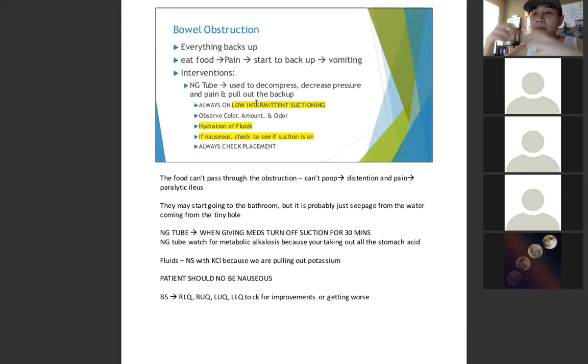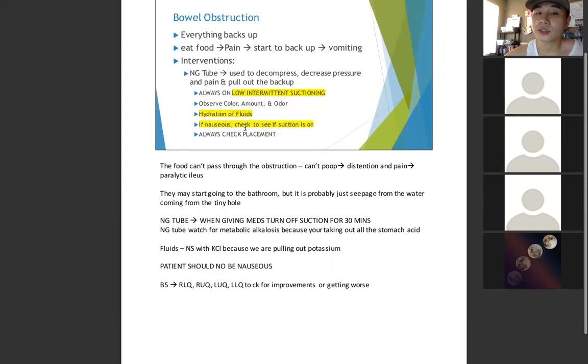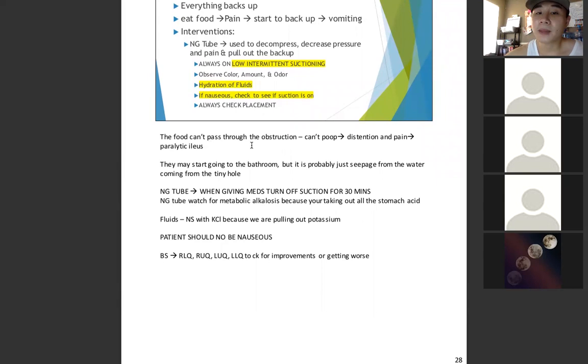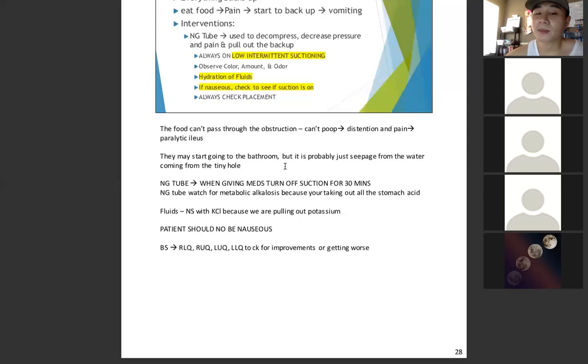Always on low intermittent suctioning. We observe color, amount, and odor, and hydration for the patient. And if nauseous, we check to see if suction is on. Always check the placement. The food can't pass through the obstruction. The patient can't poop. Distension and pain lead to paralytic ileus. They may start going to the bathroom, but it is probably just seepage from water coming from a tiny hole. With the NG tube, when giving meds, we turn off the suction for 30 minutes.